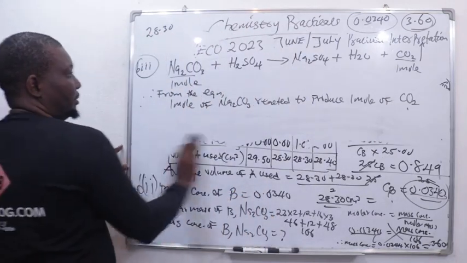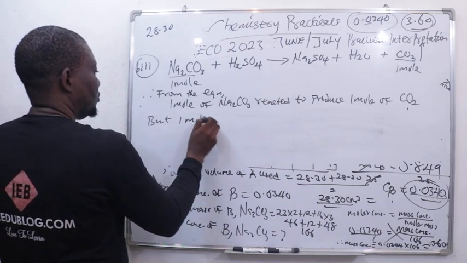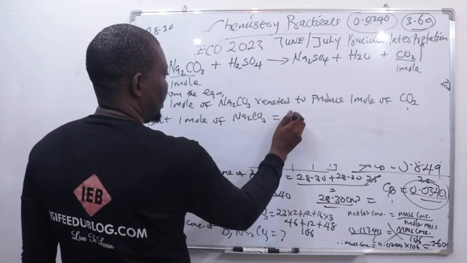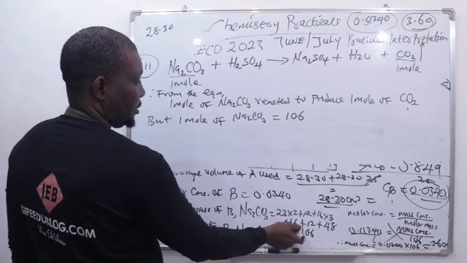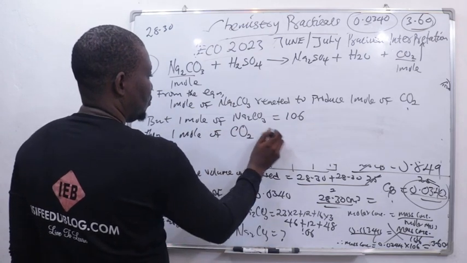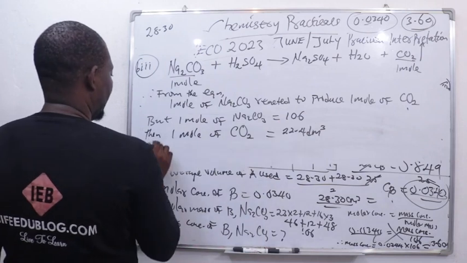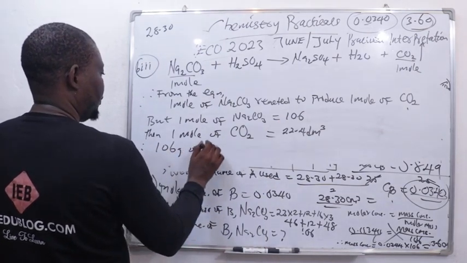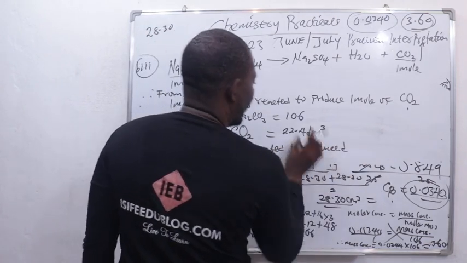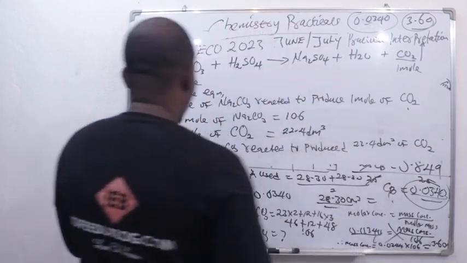This is actually a statement. Second, 1 mole of Na2CO3 is equal to its molar mass. Its molar mass is 106, remember? Then 1 mole of CO2, 1 mole of every gas occupies 22.4 dmq. Therefore, 106 gram of Na2CO3 reacted to produce 1 mole, which is 22.4 dmq of CO2.